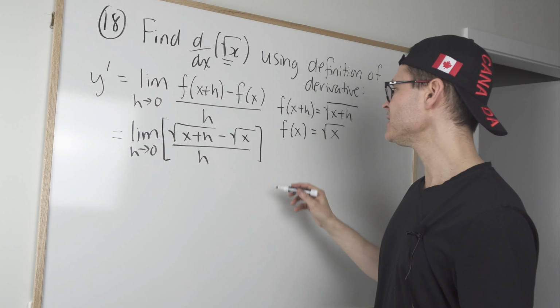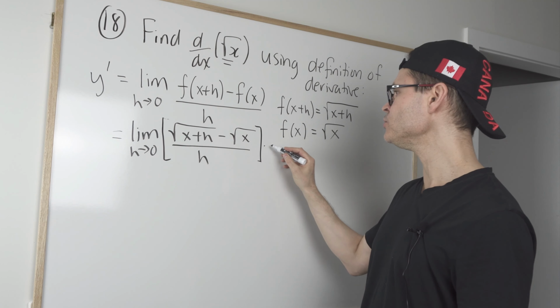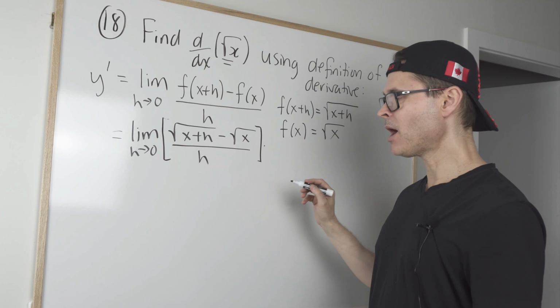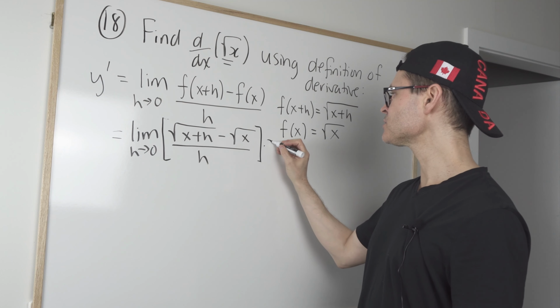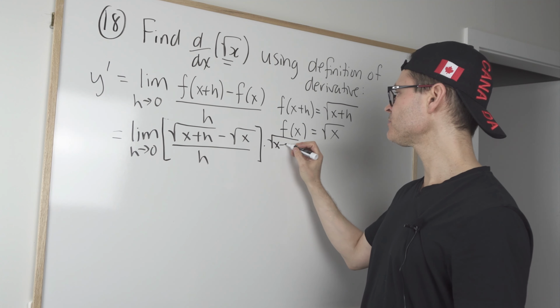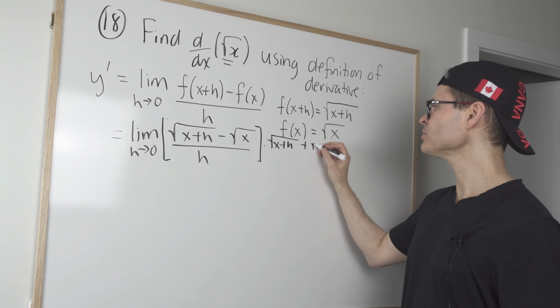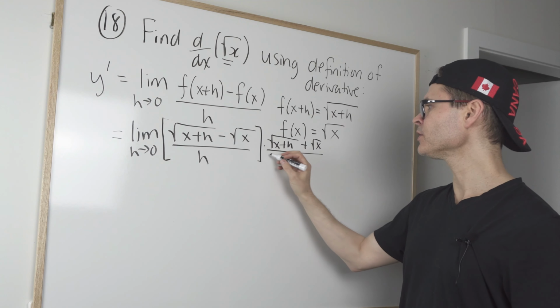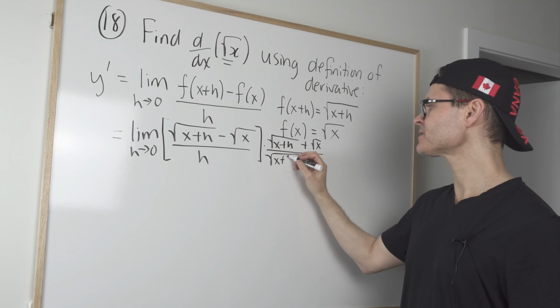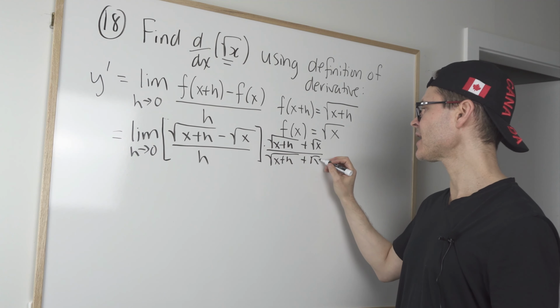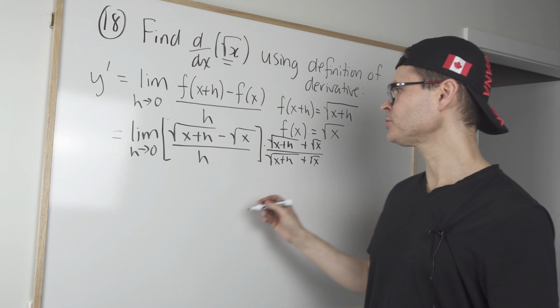So what I'm going to do is change it up a little bit by multiplying the numerator and the denominator by the conjugate here. So I'm going to write x plus h plus root x all over x plus h plus root x. Okay? And that's just multiplying by 1.